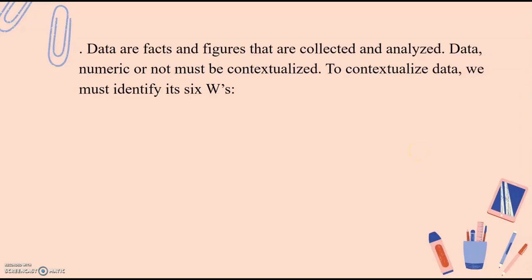Assuming that we are done gathering the data that you have provided on the student's information sheet, so we already have now the data. Now, data are facts and figures that are collected and analyzed. Data, numeric or not, must be contextualized. Now, to contextualize data, we must identify its 6 W's. So first, who provided the data? So make sure that those who provided your data are those people who are part of your identified respondents.